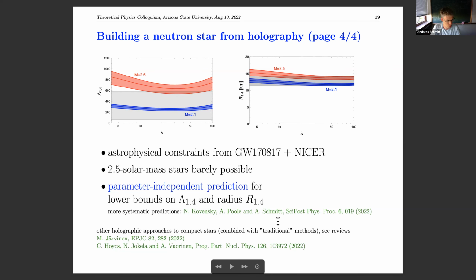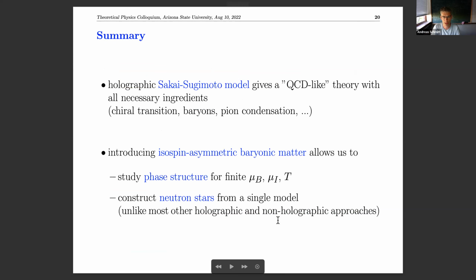We are approaching 60 minutes, so I should stop here. The take-home messages are that the holographic Sakai-Sugimoto model gives a QCD-like theory where we have all the necessary ingredients to do phase diagrams. They may or may not be realistic in QCD. We hope they capture some features of it, but we have a current phase transition. We do know how to include baryons, also pion condensation. Since recently, we know how to do isospin symmetric baryon matter. That opens the window to neutron stars, also to the phase structure in the mu-I direction, which is also interesting to compare to lattice if we set mu-B to 0.